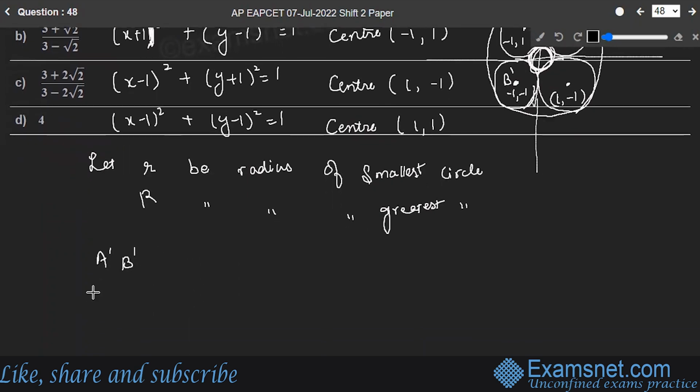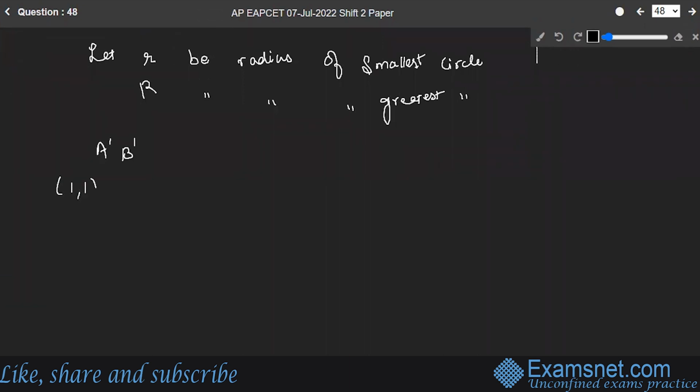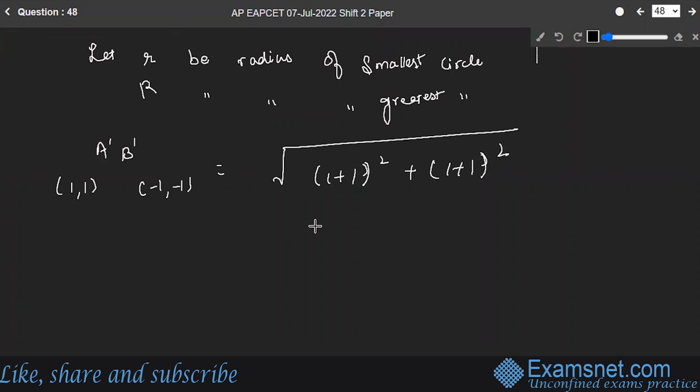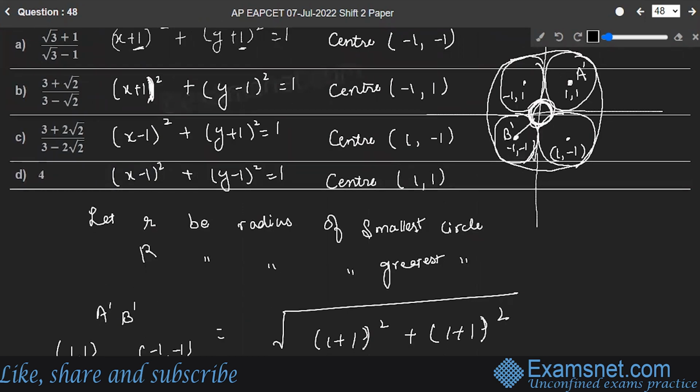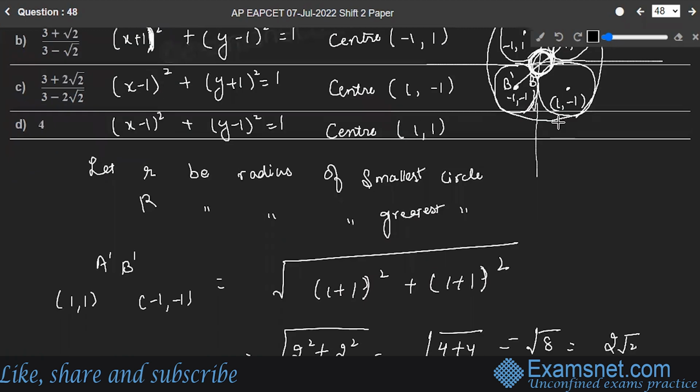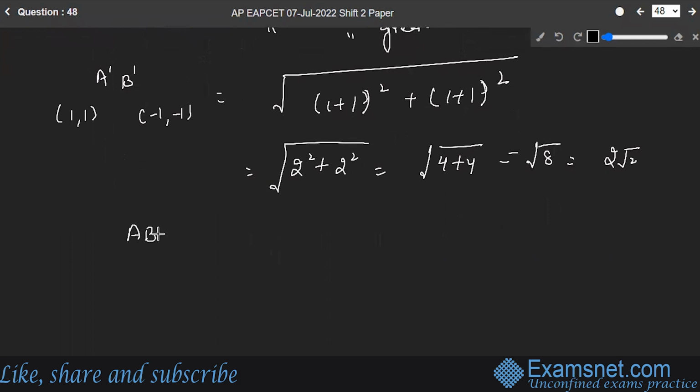See, the coordinates of A' are (1, 1) and B' are (-1, -1). So the distance between them can be written as √((1+1)² + (1+1)²), which gives you √(2² + 2²), that is equal to √(4 + 4), that is equal to √8, or this is equal to 2√2. Now this is the length of A'B'. If I'm taking this point as A and this point as B, what will be the length of AB?